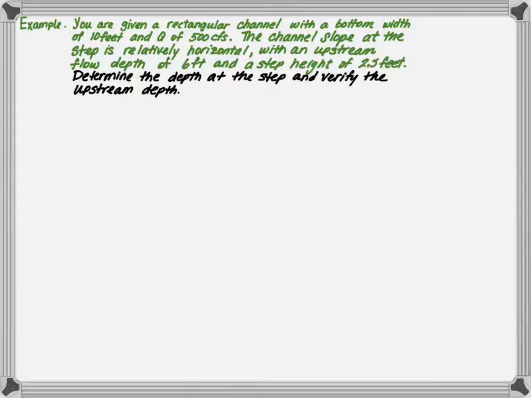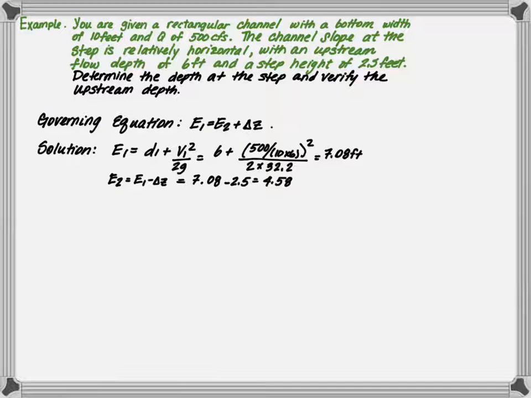I would like you to determine the depth at the step, but you also need to verify that the upstream depth of 6 feet is accurate. So the governing equation is the specific energy at point 1 is equal to the specific energy at point 2 plus delta Z. The solution tells us that the energy at point 1 is equal to the depth, 6 feet, plus the velocity head, which is 500 CFS divided by 10 times 6, squared, divided by 2 times 32.2 for gravity, and you're given 7.08 feet.